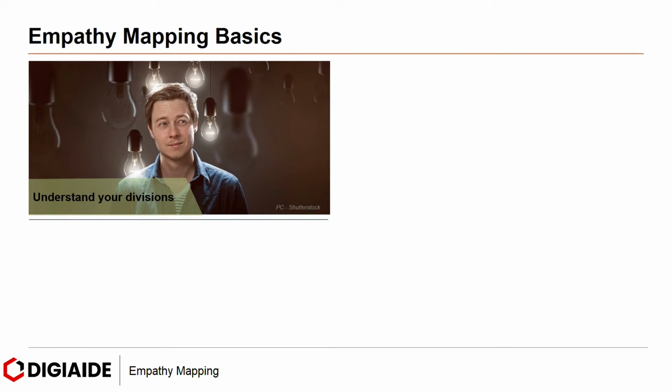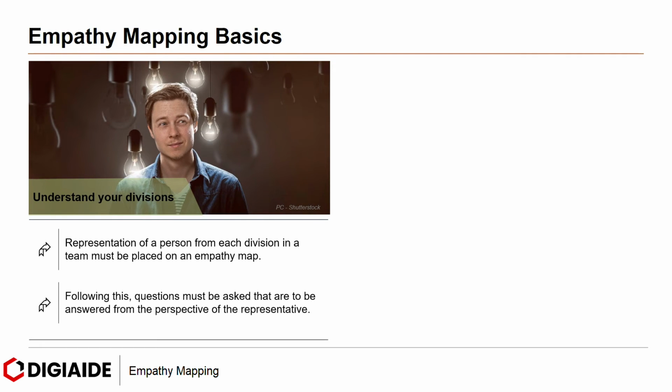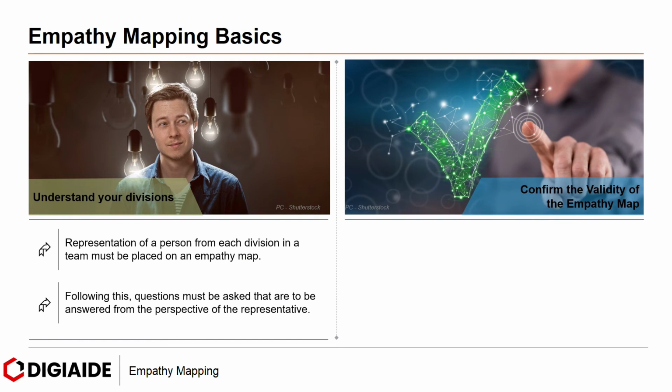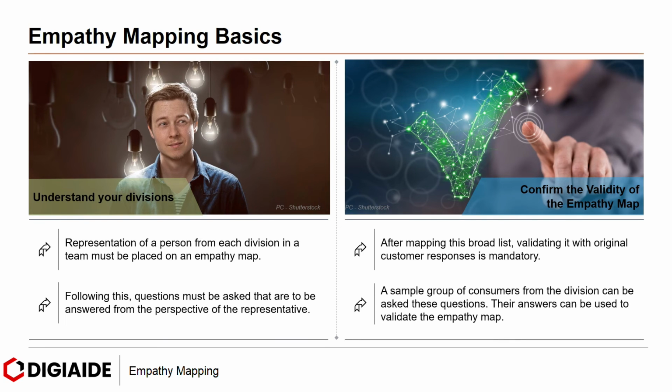Next, understand your divisions. Representation of a person from each division in a team must be placed on the empathy map. Following this, questions must be asked that are to be answered from the perspective of the representative. And finally, confirm the validity of the empathy map. After mapping this broad list, validating it with original customer responses is mandatory. A sample group of consumers from the division can be asked these questions. Their answers can be used to validate the empathy map.